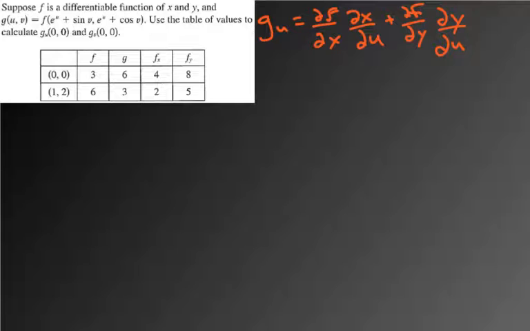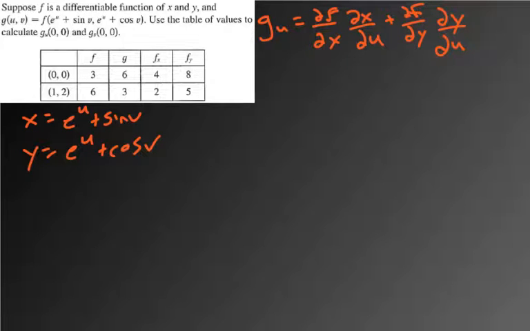So let's start off with just writing down our chain rule. The partial of g with respect to u is going to be f with respect to x, and then x with respect to u, and then f with respect to y, and then y with respect to u, right? Since f is a function of x and y, it's basically just saying that x is that inner part, e to the u plus sine v, and y is e to the u plus cosine v.